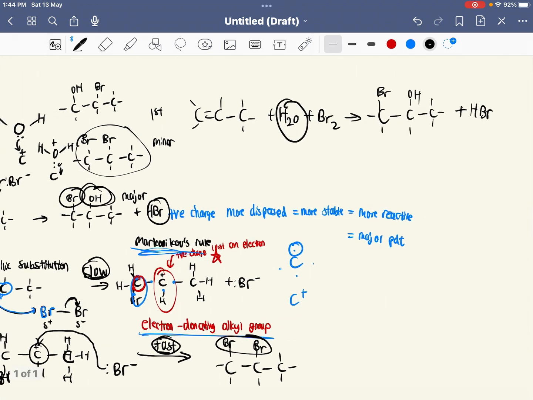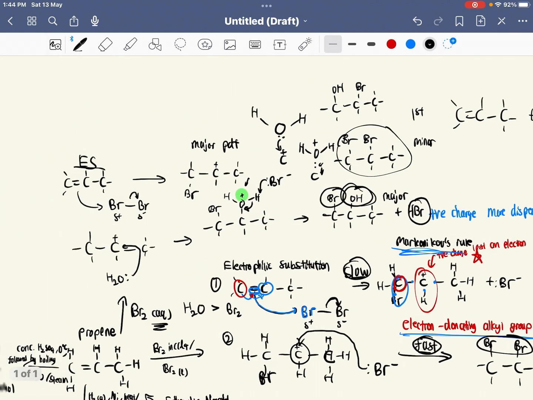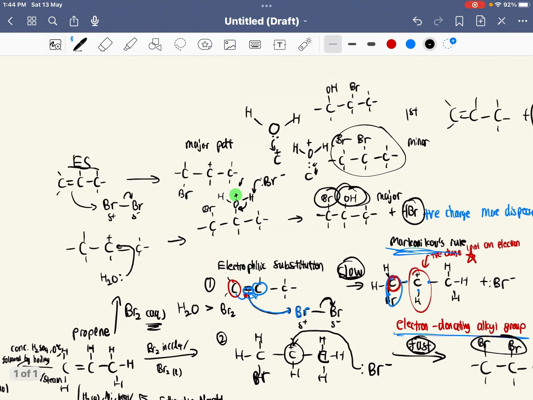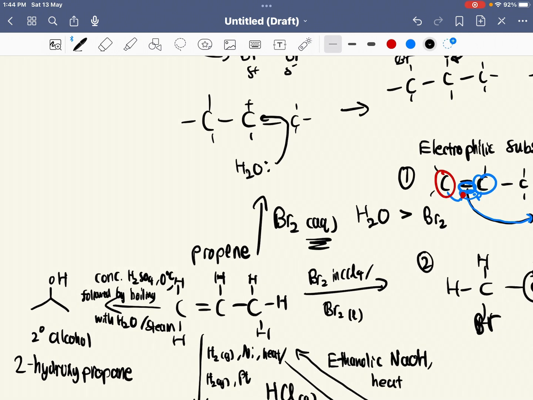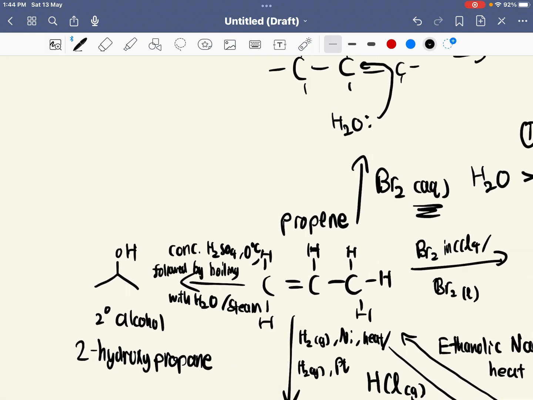I'll take a short break once we are close to finishing our alkene, and then I will go on to the other parts of alcohol onwards. Okay, so we're going to go back to this alcohol thing. It's concentrated sulfuric acid and 0 degrees Celsius, followed by boiling with water or steam.